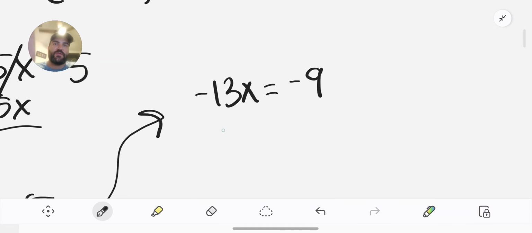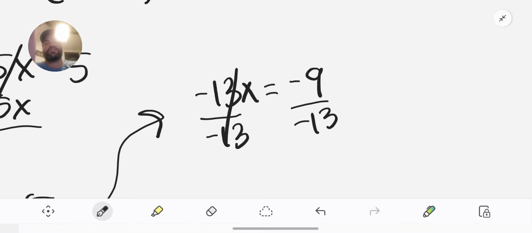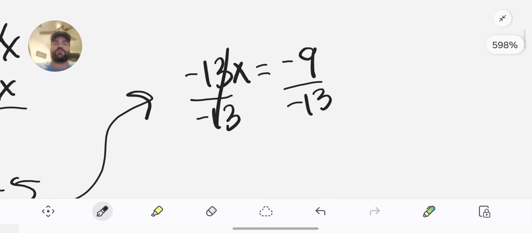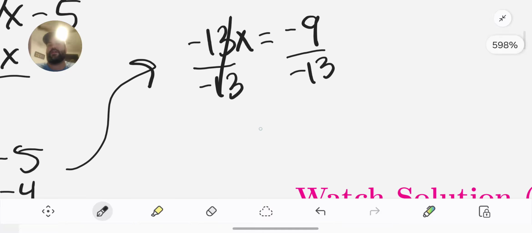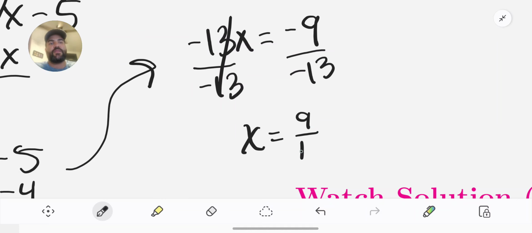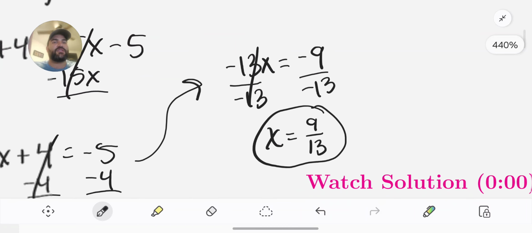And now the last move is we're going to get rid of the negative 13. It's multiplying the x, so we're going to divide. Dividing is usually always the last step. If you say divide too early, you know it's probably not the move. So we got x equals 9 over negative 13. Overall, negative over negative is a positive. And then does 9 over 13 reduce? No. Okay, 13's prime. Nothing does it. That is our final answer.